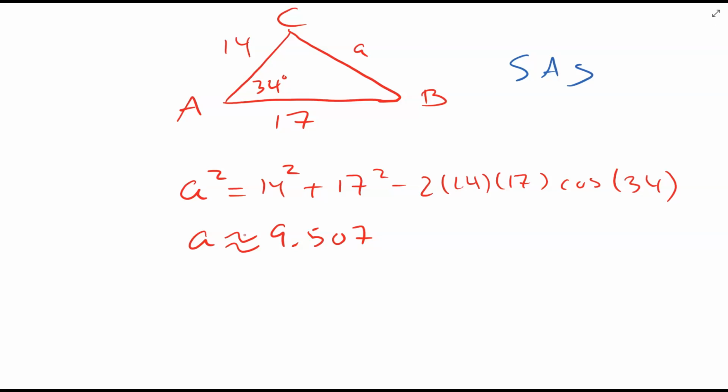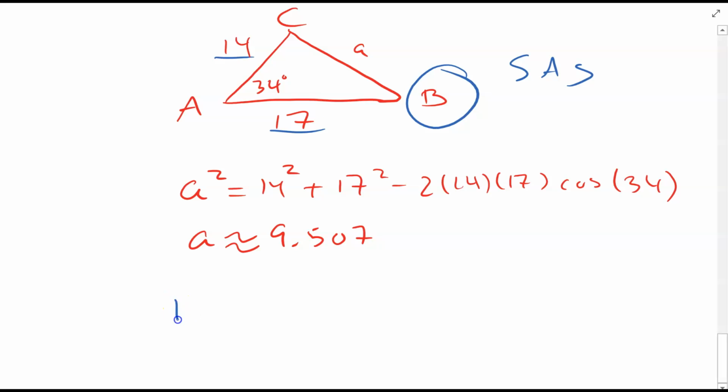Everybody okay there? Okay. Now I want to solve for the smaller of the two angles next. Which one is the smaller of the two, B or C? It's B. How do I know it's B? Because the smaller angle should be opposite the smaller side. Since 14 is less than 17, I want angle B. Everybody good with that? Okay.